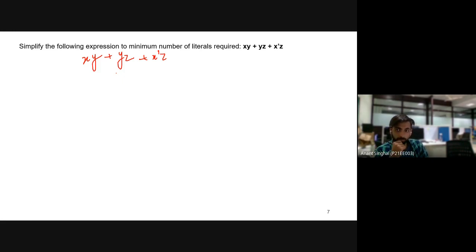This is one of the postulates that we have. This is one of the theorems. I'll try to cover it using this question. So I'll give you 2 3 minutes to solve and minimize this expression.